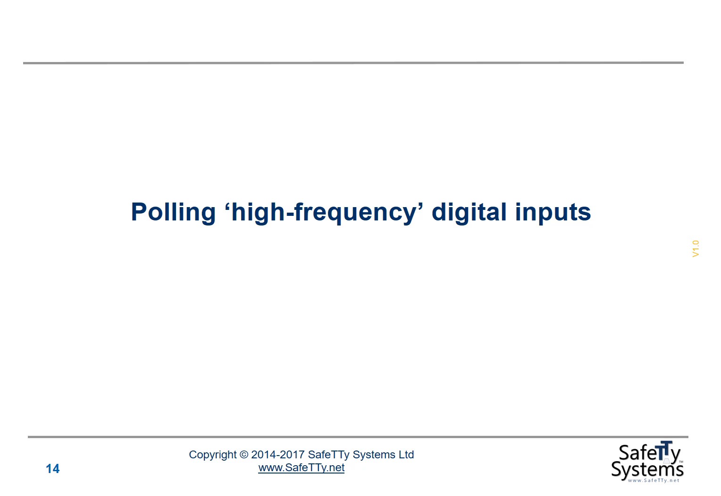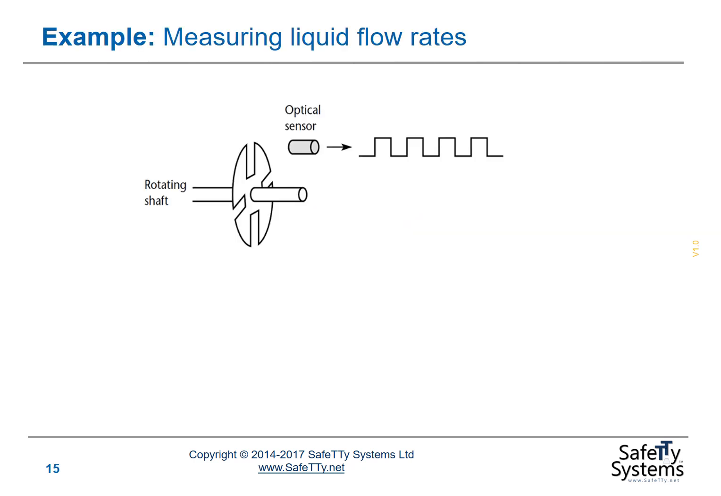Of course, not all inputs are as slow as that. Some inputs coming into the system occur at a much faster rate and don't originate from human inputs. Let's look at one example. Suppose we've got a rotating shaft and we're using this to measure liquid flow rates through a pipe. So we'll assume that this shaft is rotated by the flow of liquid through the pipe. We've got some kind of optical sensor and we get a pulse chain. And the frequency of that pulse chain is related directly to the flow rate through the pipe.